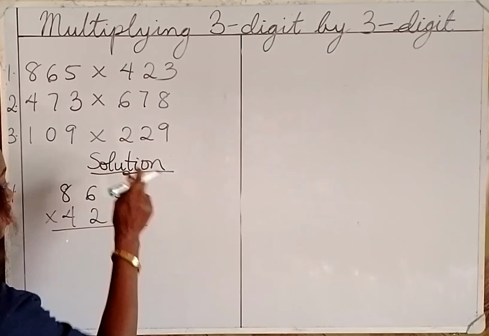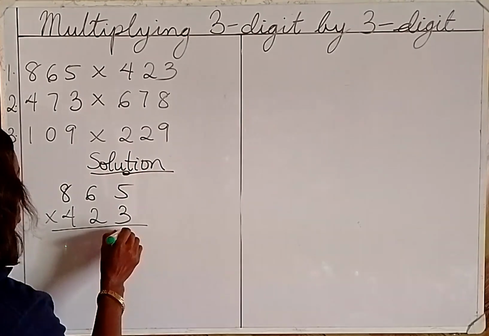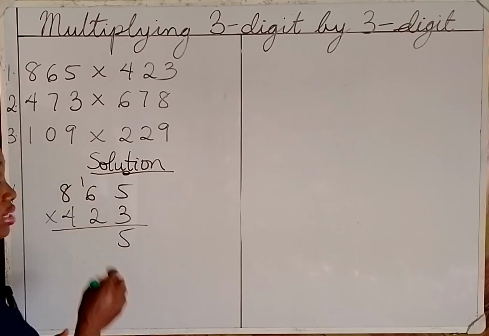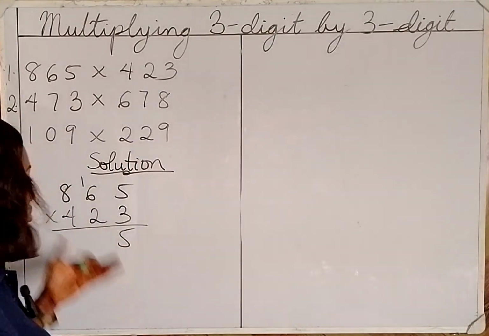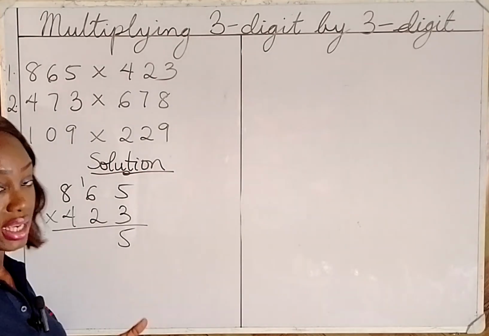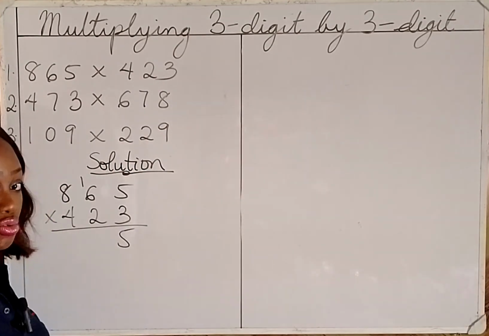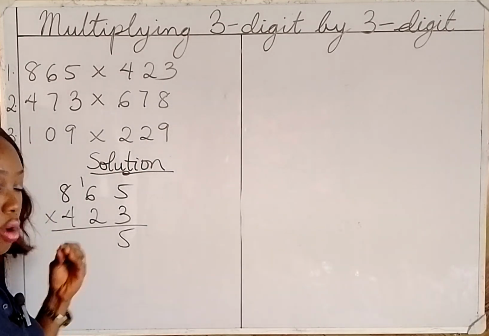3 times 5 is 15. Write down 5 and carry 1. Just as we did in addition of numbers with carrying, the same thing is also applicable to multiplication. When you have 2 digits, you write down the units and carry the tens up.